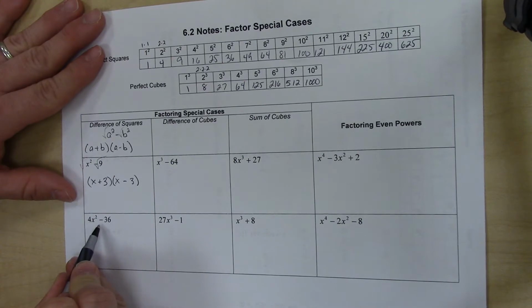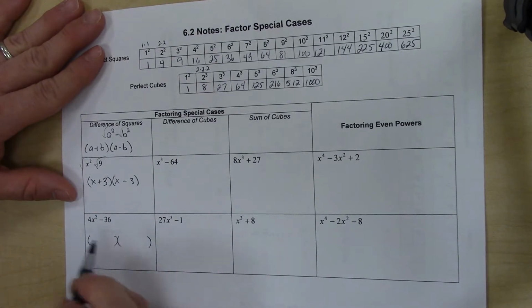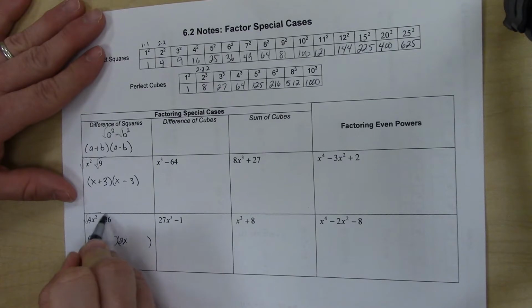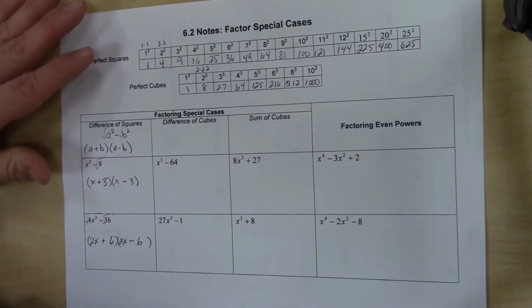How does that apply to this? Well, it still gives me two binomials. I can square root that. The square root of 4 is 2, the square root of x squared is x, so that's my number there, and the square root of 36 is 6, and I just get plus or minus. Does it matter if you have minus and then plus? No, it means the same thing.